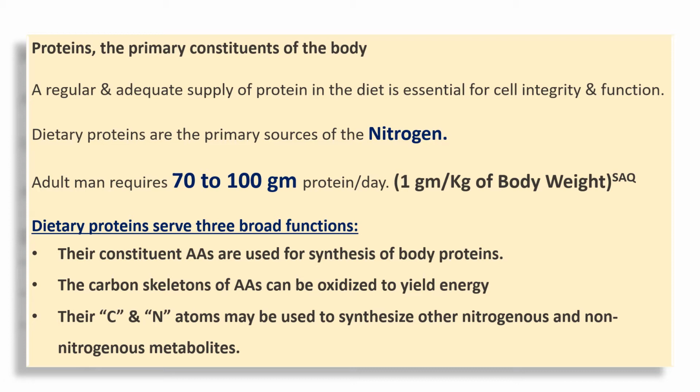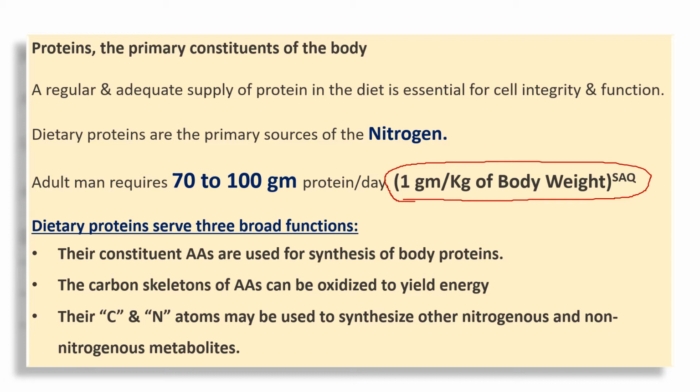So the daily requirement should be 1 gram per kilogram of body weight. This is a commonly asked question: what is the daily requirement of protein? It should be 1 gram per kilogram of body weight. If your weight is 70 kg, the requirement will be 70 gram per day.